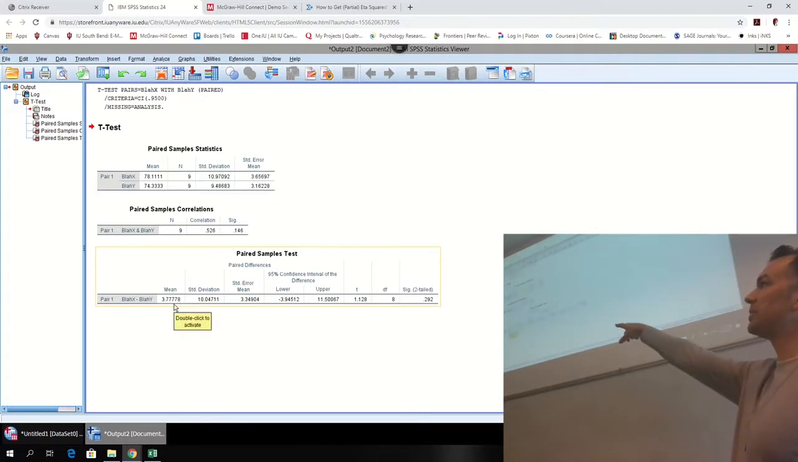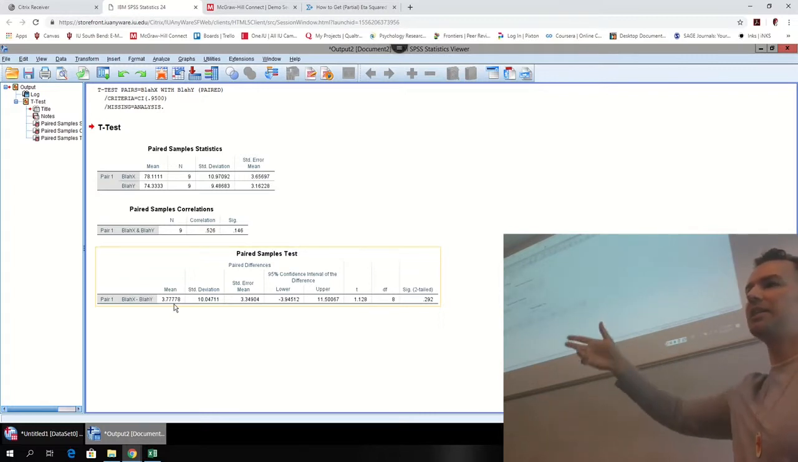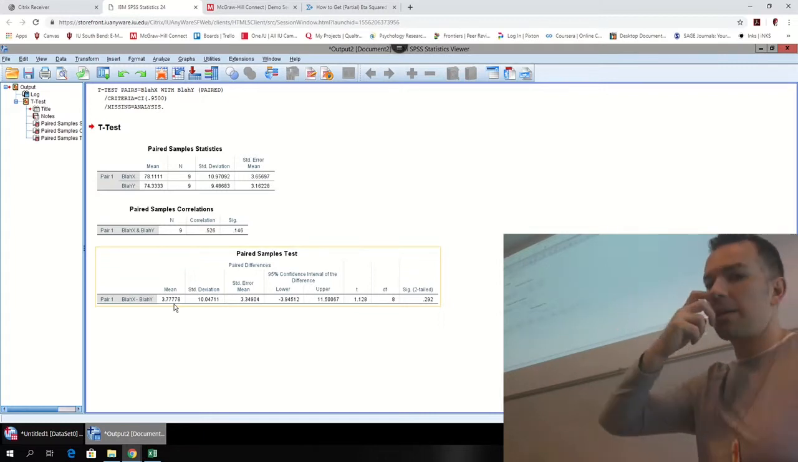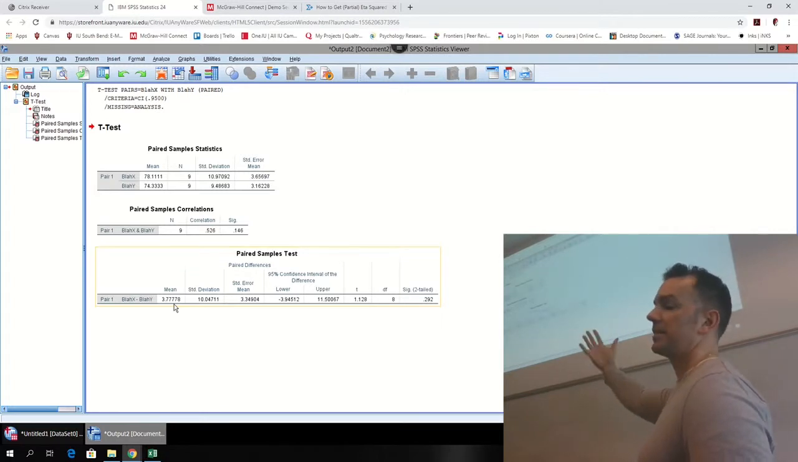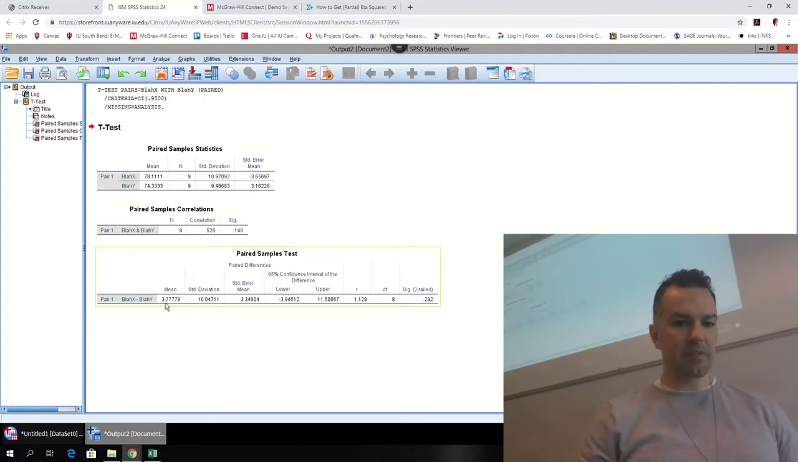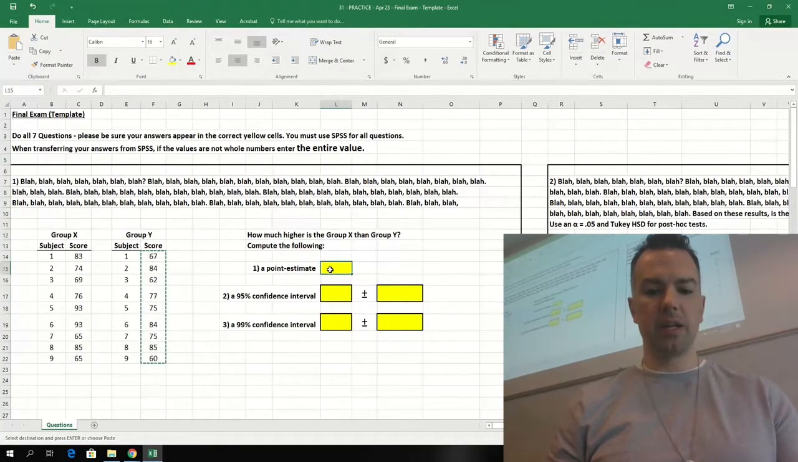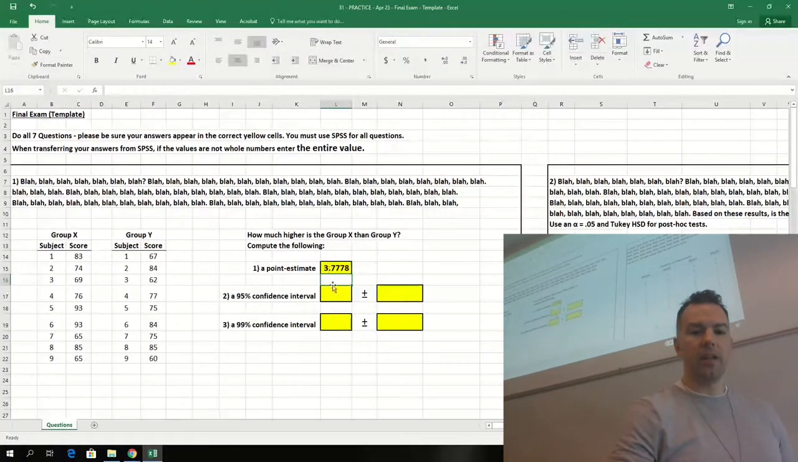So if that number was a negative, indicating that the decrease was negative, meaning that it's an increase, that you don't want to deal with. But here we have a positive number, so that makes sense. So that's our first answer to how much higher group X is. That's our point estimate. So we got 3.77778. So let's just pop that whole thing in there. All right, and that's your point estimate.